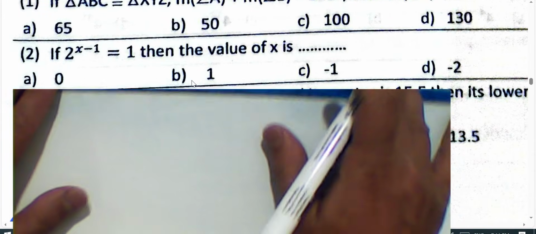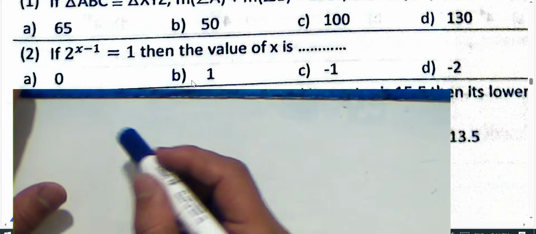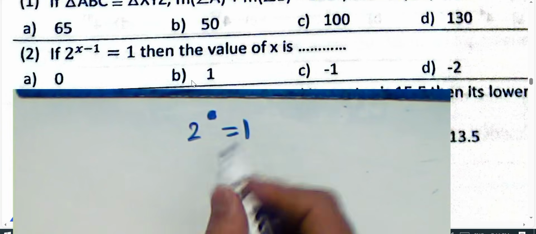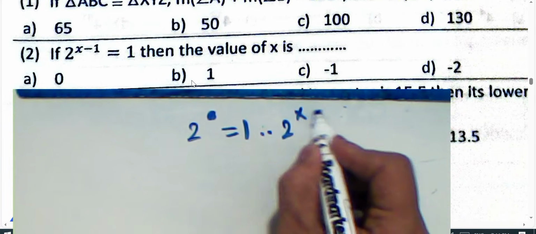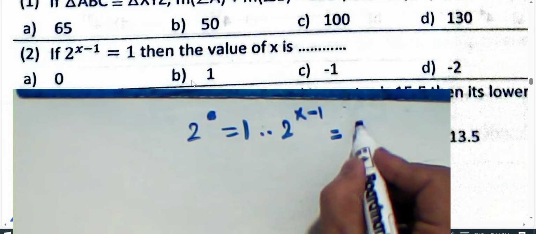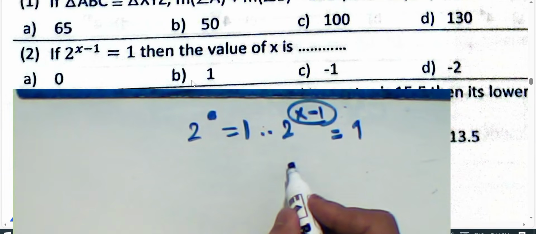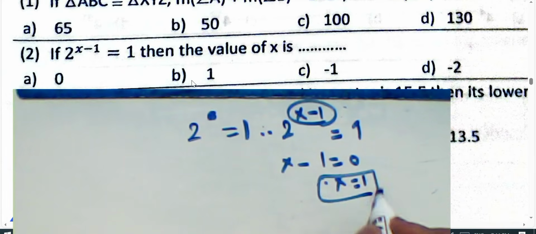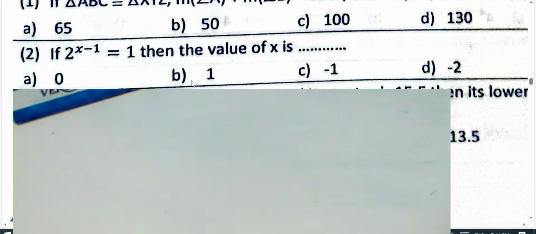If 2 power x minus 1 equal 1, find the value of x. 2 power 0 equal 1. We know 2 power 0 equal 1. Then 2 power x minus 1 equivalent to 1. It's meaning the power here will be equal 0. So x minus 1 equal 0. Then the value of x here equal 1. The value of x equal 1.